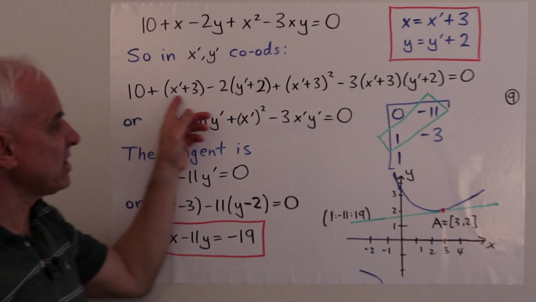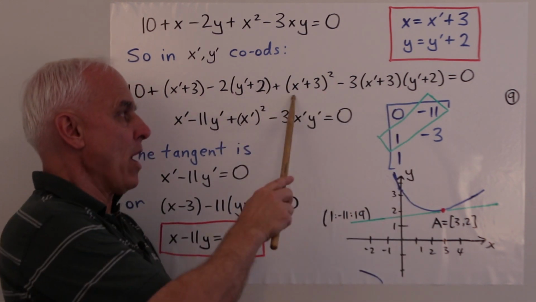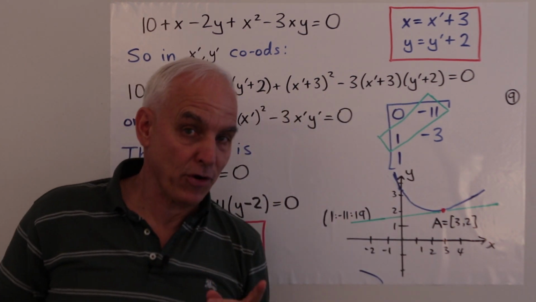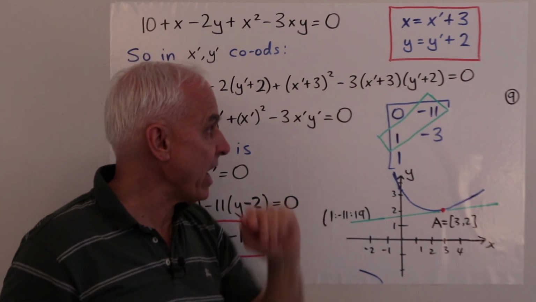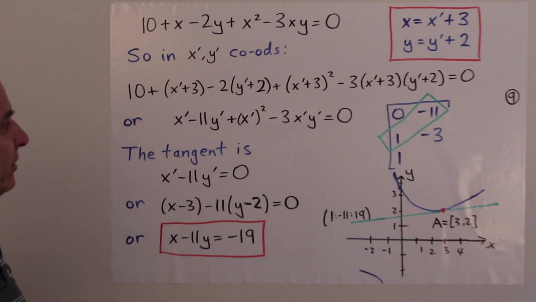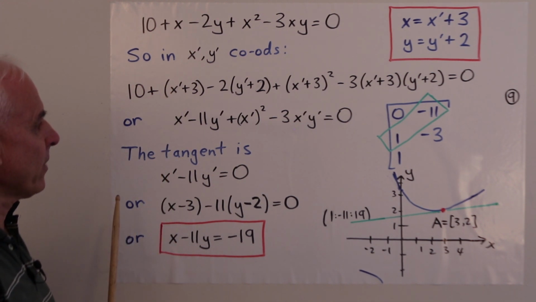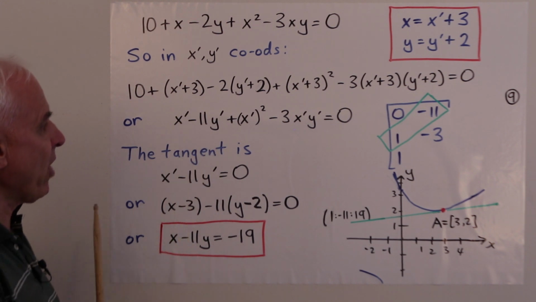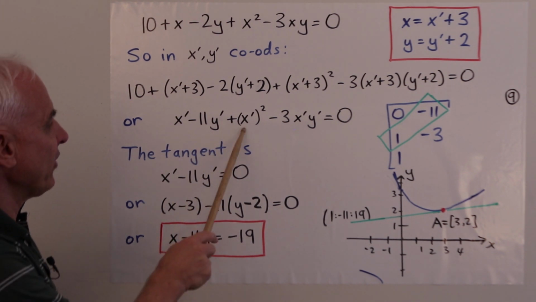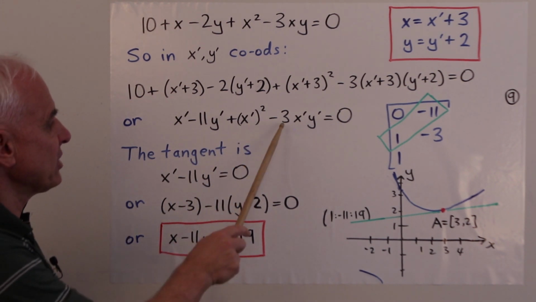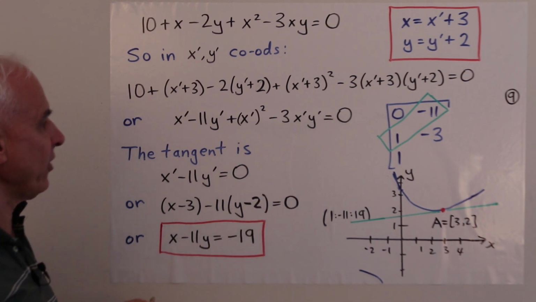Okay, so now we have to expand this out. We have to know how to expand this using the binomial theorem. We have to do a little bit of expansion here, but it's not very hard. And what we end up getting is x prime minus 11y prime plus x prime squared minus 3x prime y prime equals 0.